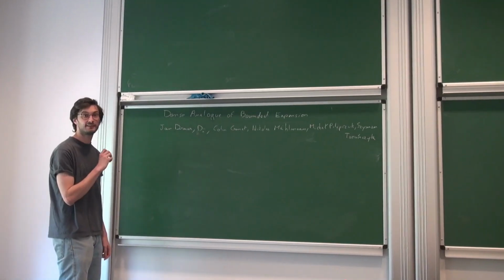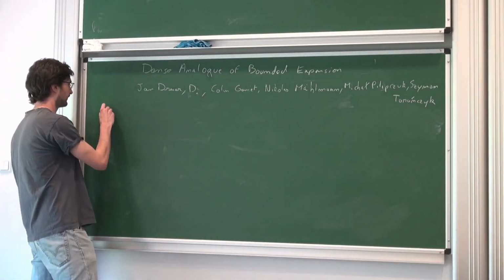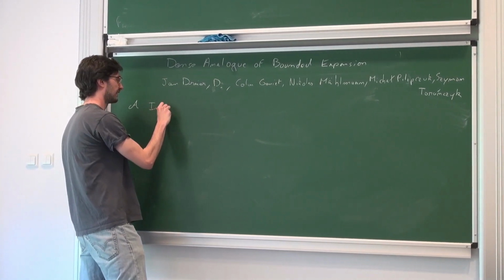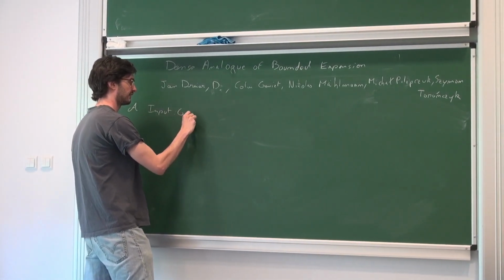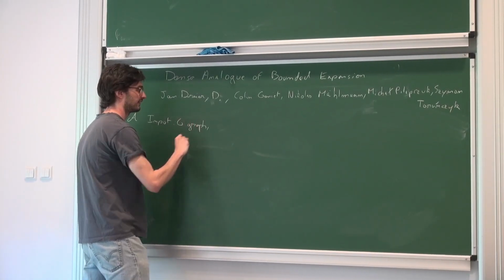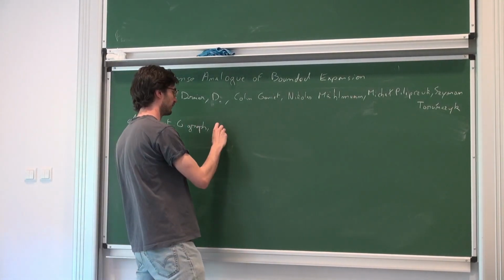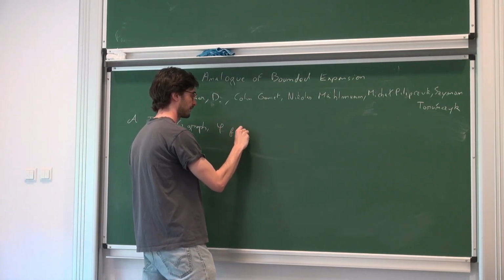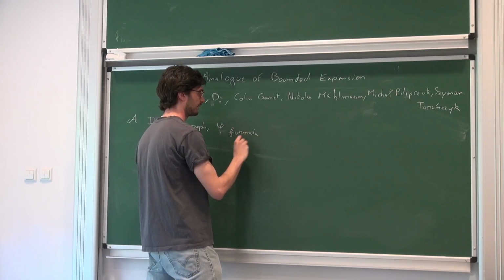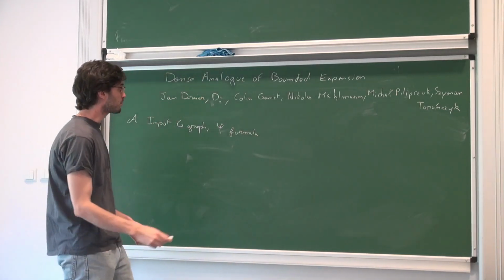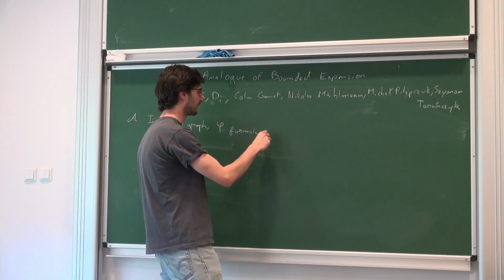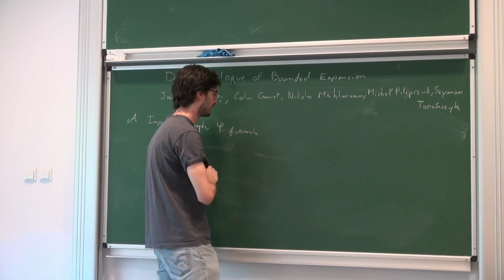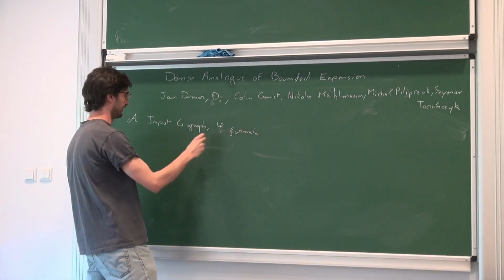Let's say you want an algorithm A. Let's take as input a graph and a formula of some logic. Usually it's a closed formula, so without free variables, and you want to know if G satisfies phi.